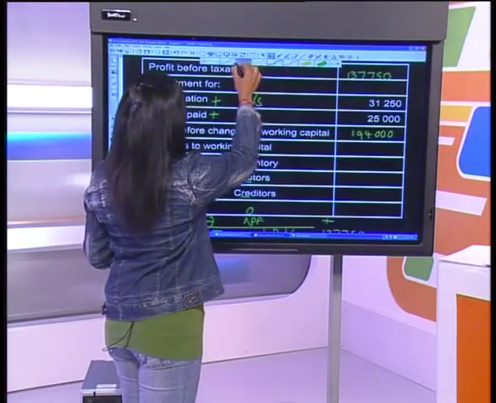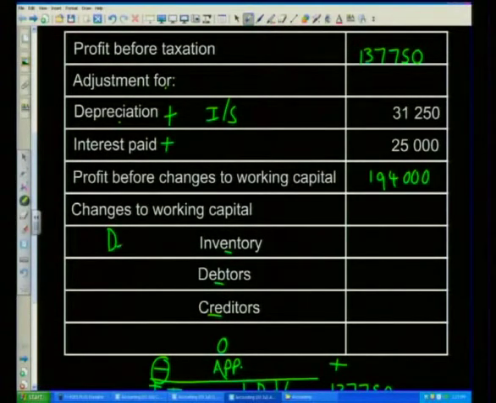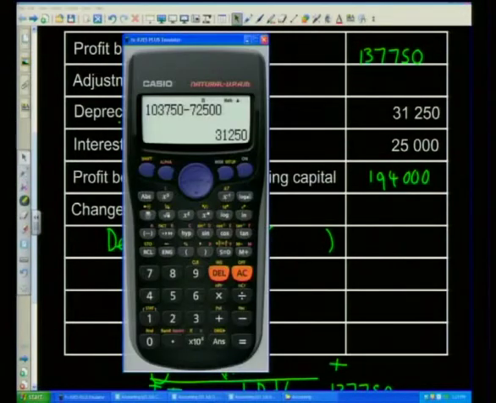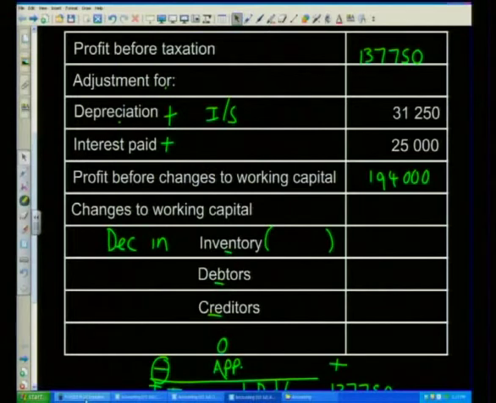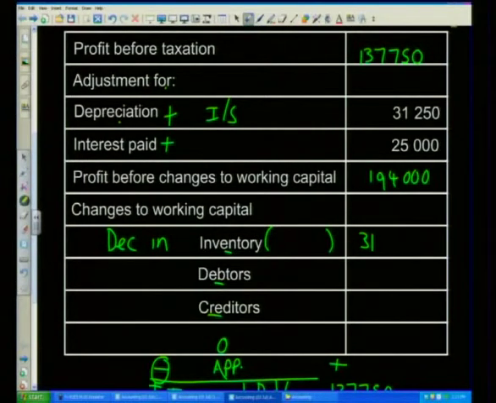Okay, back to our pen. So inventory, there's been a decrease in inventory. And remember, people, you've got to show your working out in brackets. Ty, that amount, please. 31,000. Oh, okay, let's get the pen back. 31,250. Brilliant. Okay, next item, we're now looking at the change in my debtors.